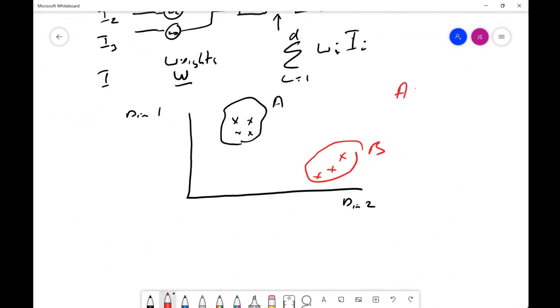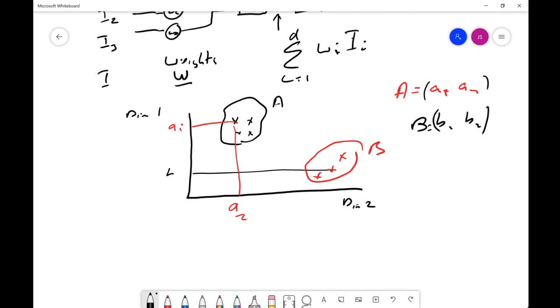And A is going to be equal to the vector A1, A2. And for this pattern, that would be A1, and this would be A2, the second dimension. For the B's, I've got my colors around the wrong way. Never mind. B is going to be vector B1, B2. That gives you your points. So B here would be B1, B2.